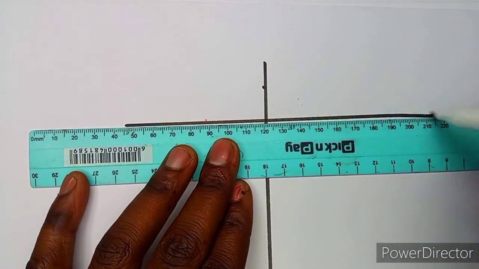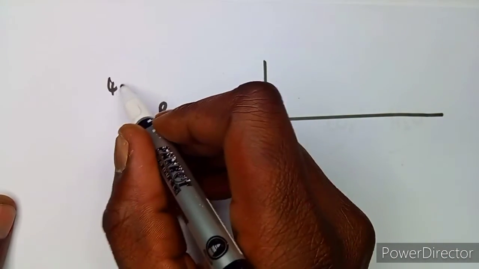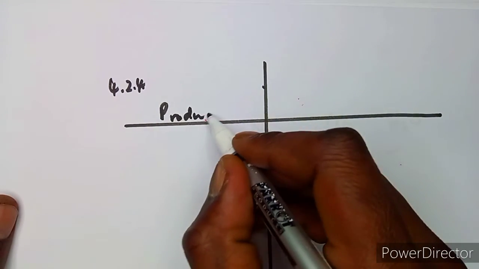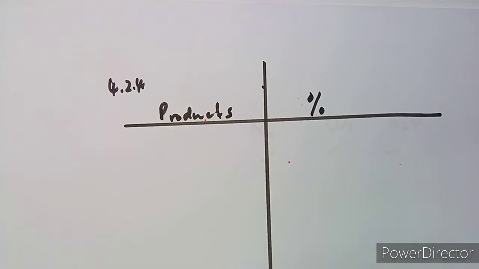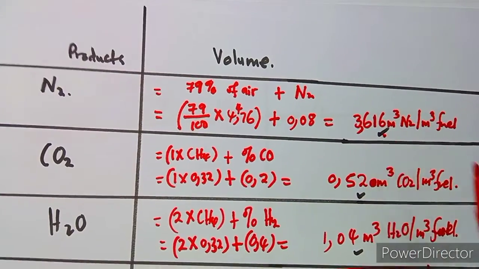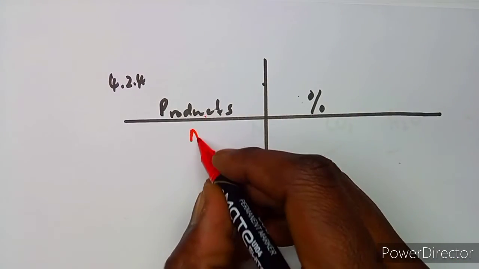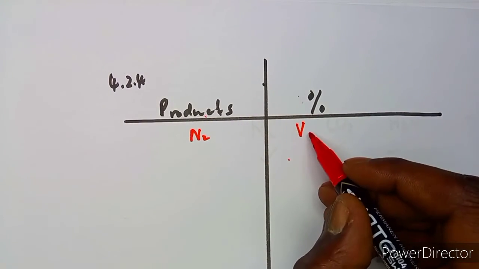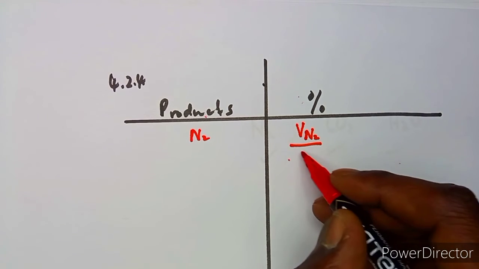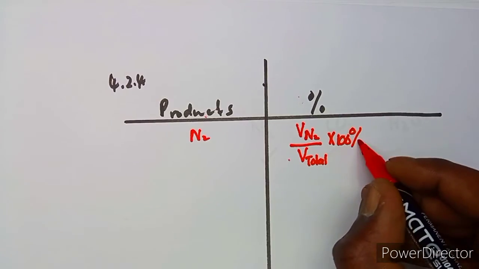No, guys, it's just a simple thing here. So that's our product. So now we need this, which is 4.24 actually. Okay, so these are your products, then the percentages. Remember the first product is nitrogen. So what you simply need, you take the volume of nitrogen over total volume, then times 100%. That is nitrogen. You have your percentage just like that.